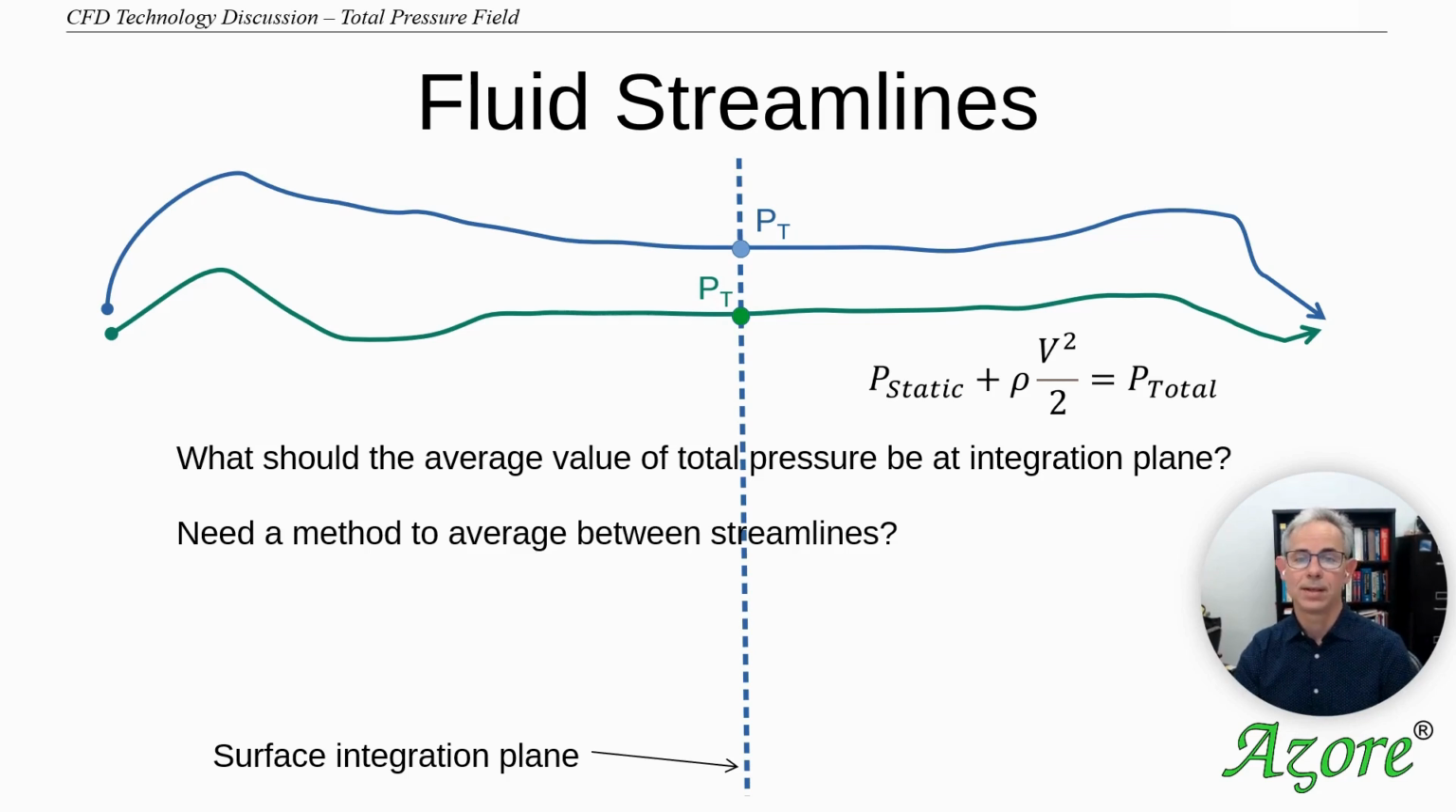Is it simply a numeric average of all the streamlines passing through there? Well, how do you determine the number of streamlines passing through our integration plane? We need a method to average between streamlines, really, to come up with our total pressure value.